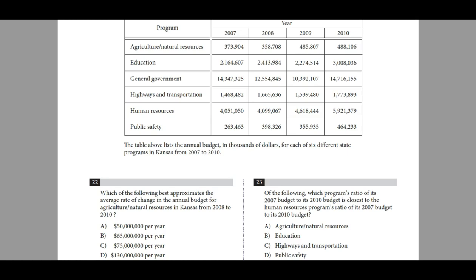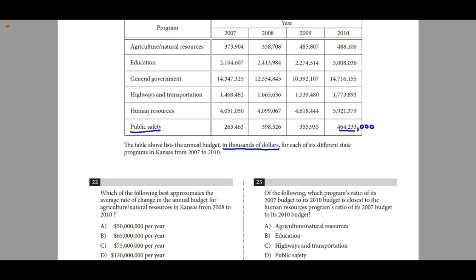All right, number 22 and 23, these guys kind of go together. We have a table here, and it's the annual budget for different state programs in Kansas from the year 2007 to 2010. One thing I want to point out before you jump into this is that when you read right here, it says the table above lists the budget in thousands of dollars. That means that every single number on this chart needs to add 3 zeros to it. So for instance, this bottom one here, that's really $464 million that was spent on public safety, not just $464,000. So be careful, that might affect our final answers.